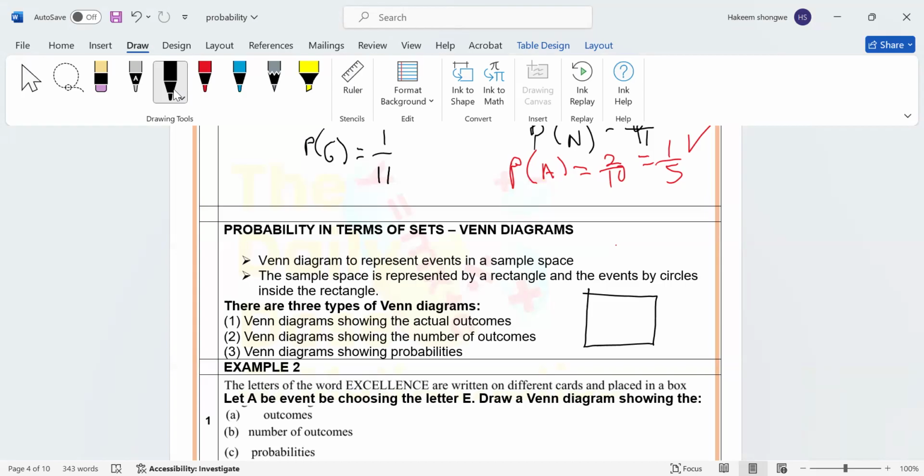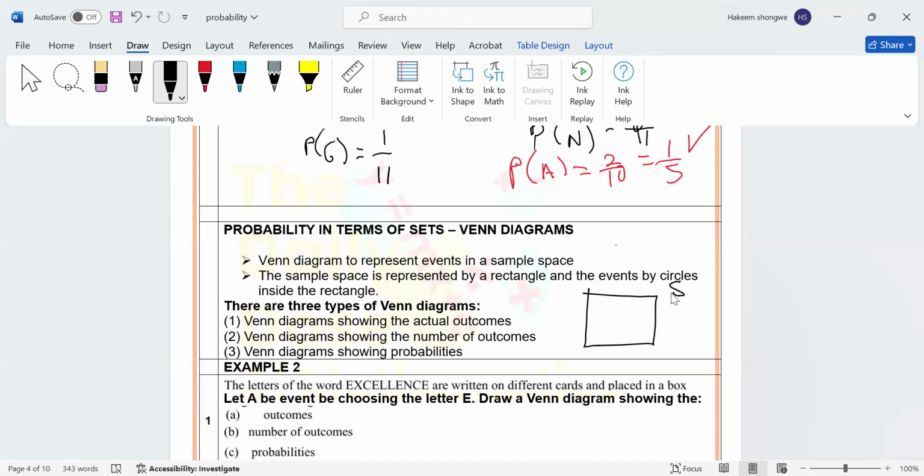We denote it with the letter S. So we have S outside to represent what? The sample space. Now, what else do we have? Inside our sample space, we are going to represent our events with a circle.